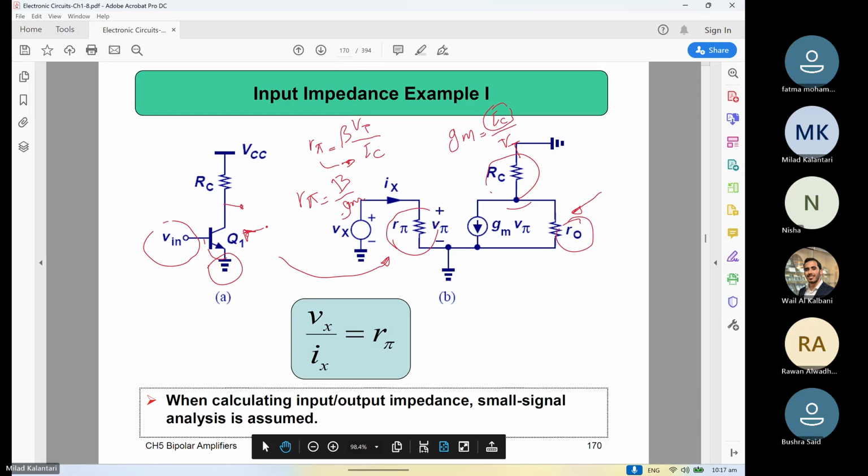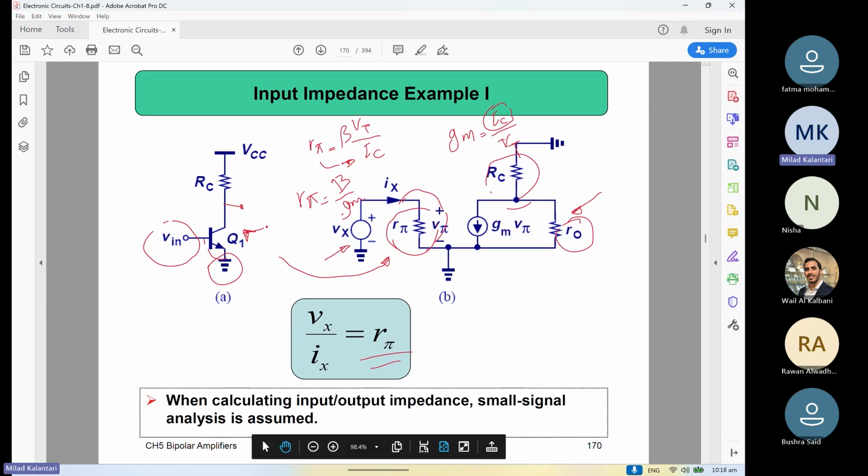So from this equivalent model, you can easily tell the input impedance. You put a test source here and try to measure the I_x to figure out what the input impedance is. Basically, it is nothing other than this input resistor, right? So you could easily tell.